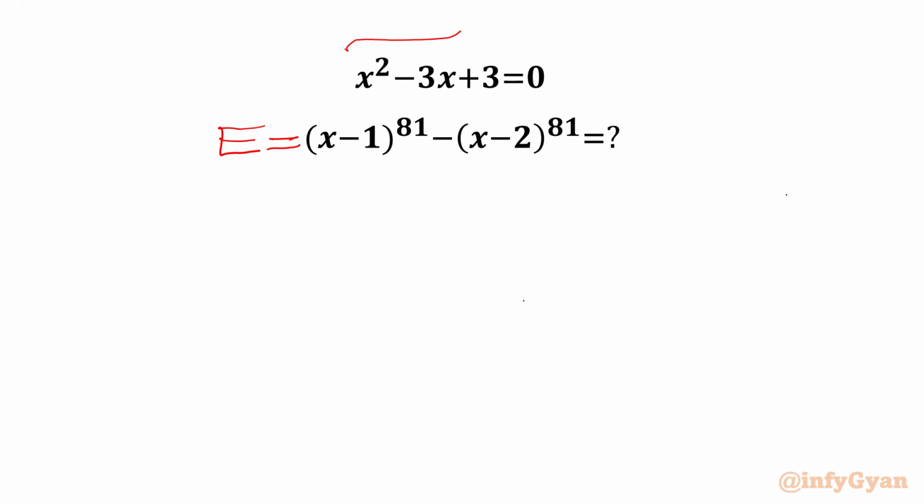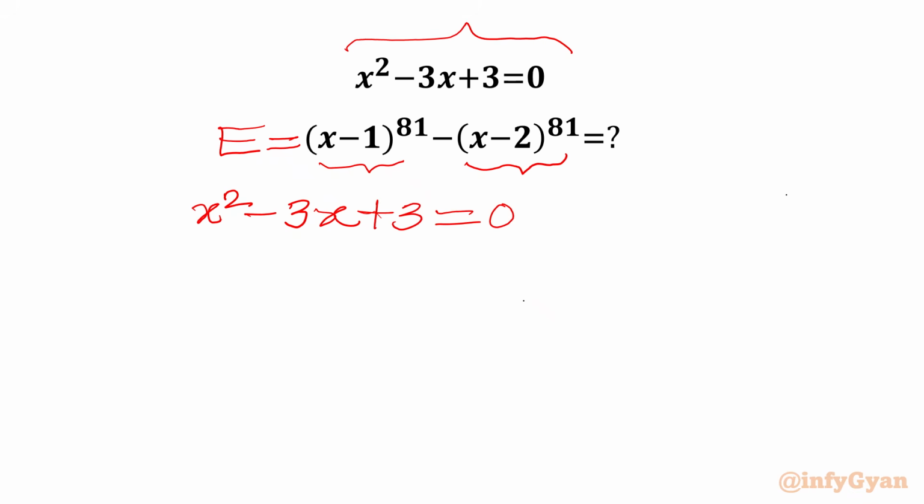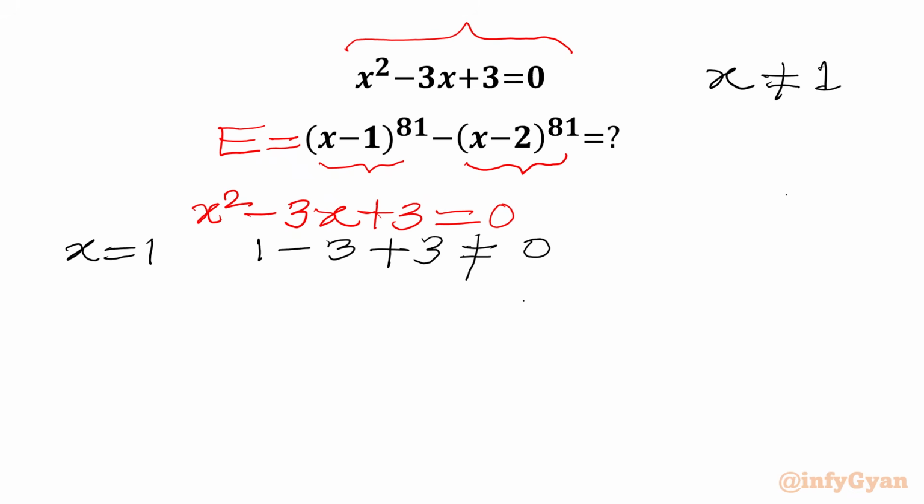Now we are going to check our equation at x equal to 1 and at x equal to 2. So I will write our quadratic x square minus 3x plus 3 equal to 0. Plug in x equal to 1. We will get 1 square is 1, minus 3 times 1 is minus 3, plus 3. Left hand side will become 1. Right hand side is 0, which is not true. So for our quadratic equation, x cannot be equal to 1.